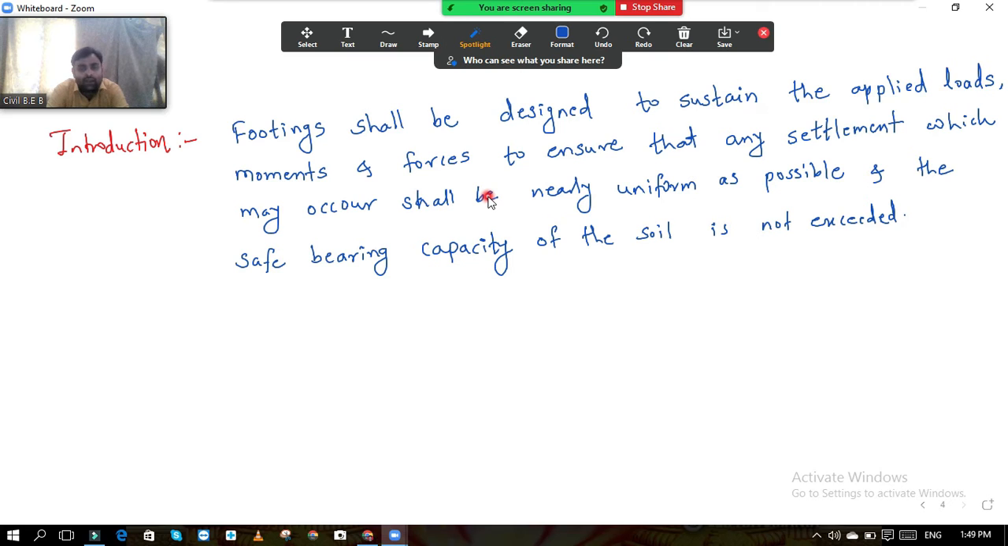After that we will calculate the depth of the footing by three things. First we will calculate it by two-way shear, which is called the punching shear. I will tell you what it is when we come across that point. I will tell you what the punching shear is.